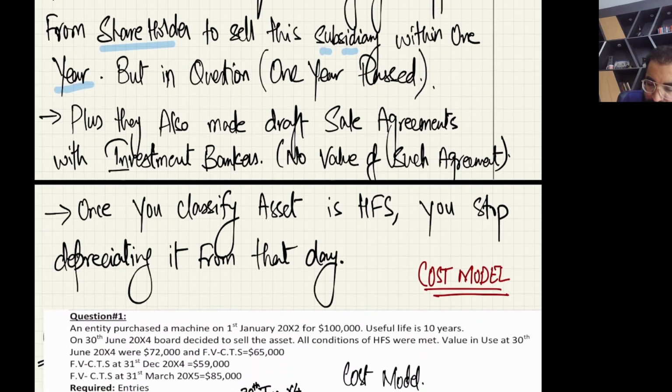Plus they also made a draft. Yes, this is cheating, practical life cheating. Sometimes a company says that we have made a draft sale agreement. A draft sale agreement is nothing; with investment bankers there is no value in such agreements. If the auditor wants to see the real agreement, not just drafts, these are designed to manipulate. There is no legal binding of these draft agreements. So sometimes, just to fool auditors, management makes a draft agreement. Be careful, there is no reality in those agreements.